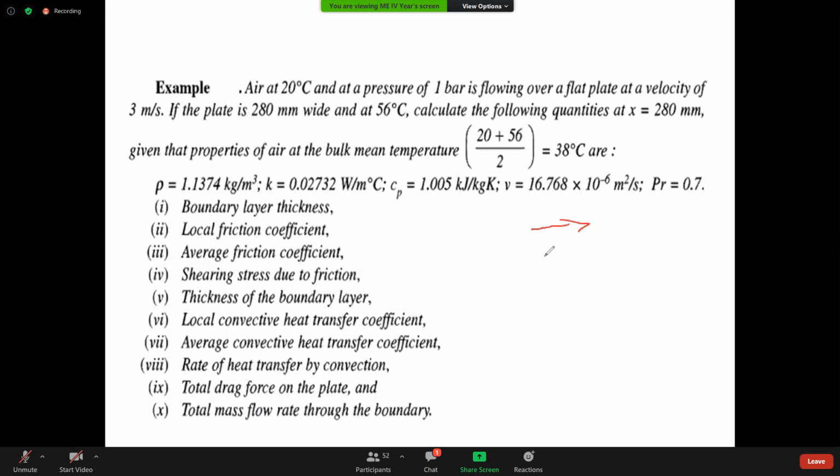Keep in mind, very simply: if it is forced convection, the velocity is given; if it is natural convection, the velocities are very, very low, so he doesn't give the velocities. So when the velocity is given, assume it is a forced convection problem. That's the first step. Second step, identify whether it is internal flow or external flow. First, natural convection or forced convection; then internal flow or external flow. See, it is flowing over a flat plate, so external flow.